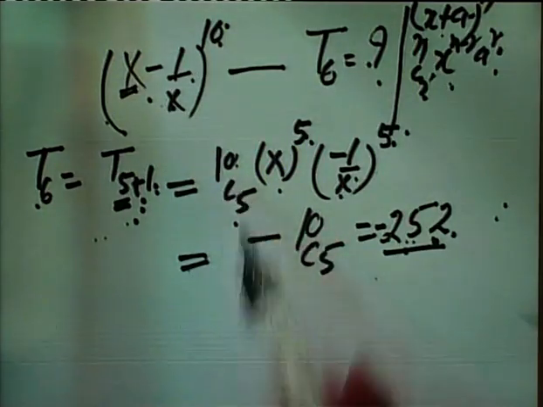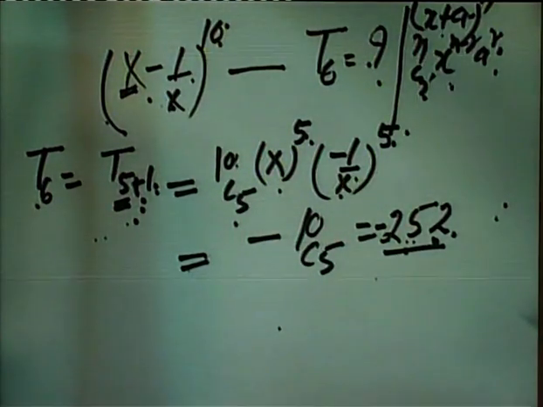So, this is the way how we find out the formula, how we find out the general term in the expansion of a plus b raised to power n, or for that matter x plus a raised to power n.